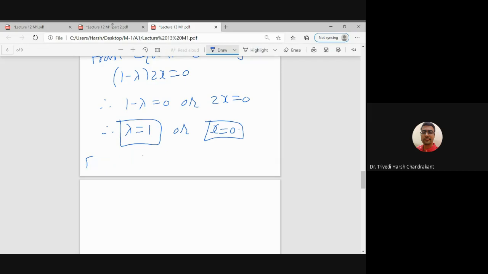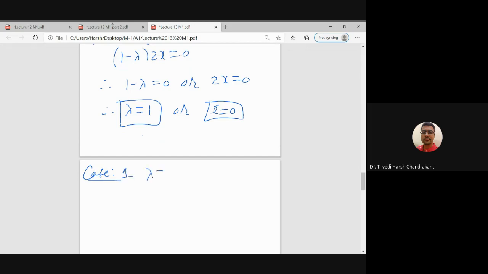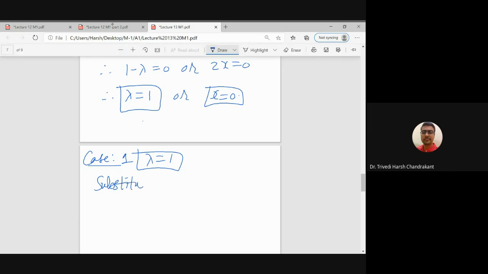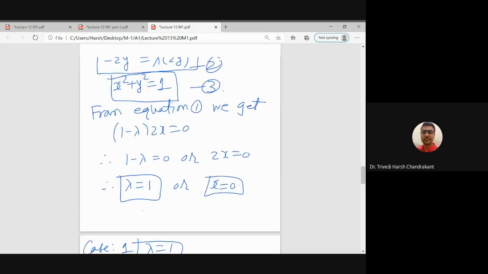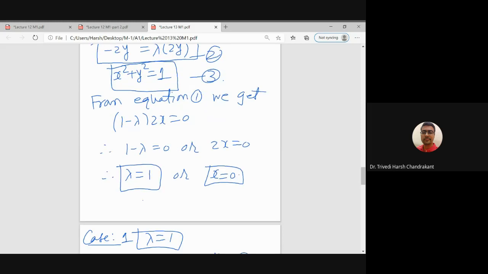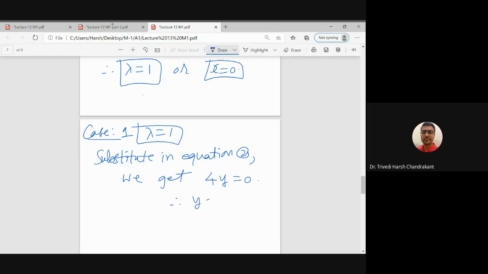So let us write it down step by step. Case 1, that is lambda equals 1. Substituting in equation 2, if lambda is 1, then equation 2 gives minus 2y equals 2y, and that gives us 4y equals 0. So 4y equals 0 gives us y equals 0.